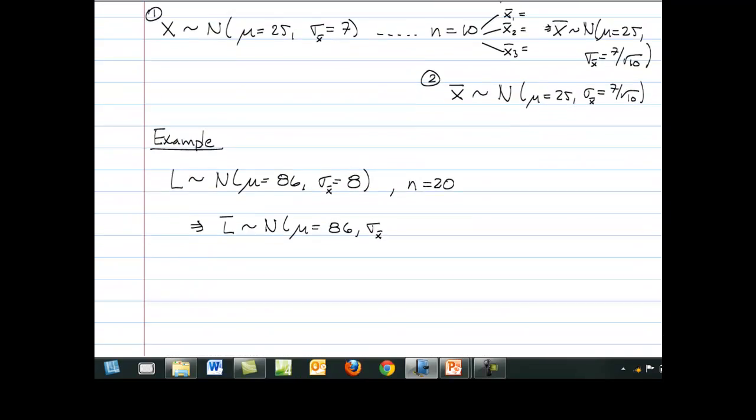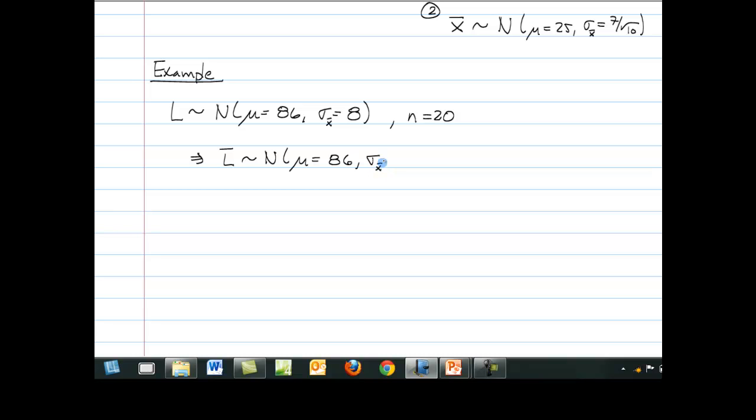Again, the notation is understood, but this is just to clarify the difference between the sigma from the distribution of my population, and the sigma x bar, which is based on the sampling distribution of the mean, and that would be equal to 8 over square root of 20. I'm not going to find the square root of 20 or reduce this to a decimal. I'm just going to leave it as 8 root 20. So the sampling distribution of the average length is distributed normal with a mean of 86 and a standard deviation of L bar of 8 divided by the square root of 20.